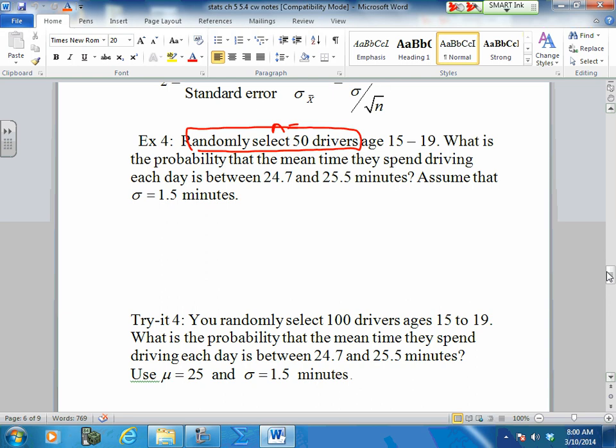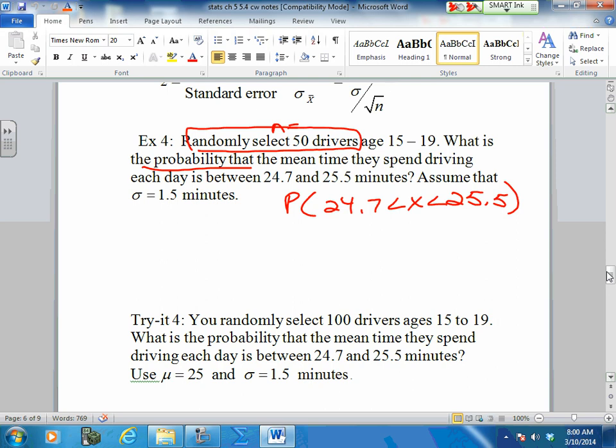Their ages are 15 to 19. What is the probability that they spend between 24.7 and 25.5 minutes? So probability, you write it the same way. And you guys have to get used to writing your probability statements. That tells you which way your shading is going.